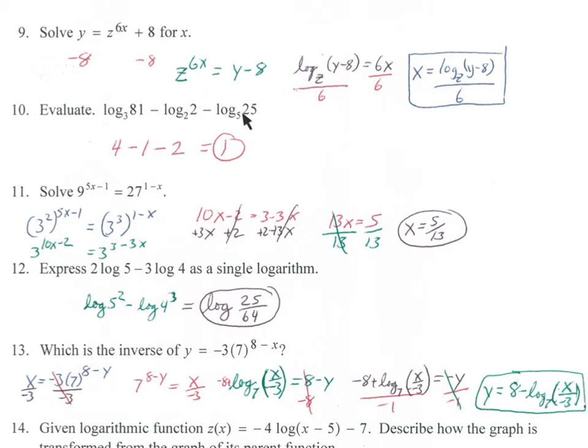Number 10 here, I'm going to find the value. Evaluate means find the value. So this is saying 3 to the what power is 81. You might struggle with that, but it is 4. 3 to the 4th is 81. This is saying 2 to the what power is 2. That would be 1. And this is saying 5 to the what power is 25. That would be 2. So 4 minus 1 is 3. 3 minus 2 is 1. So all that would be 1.